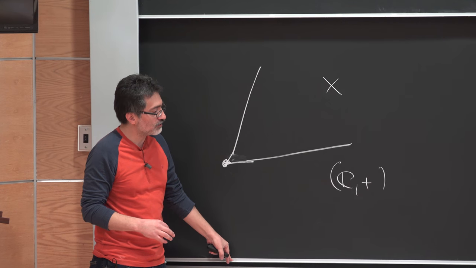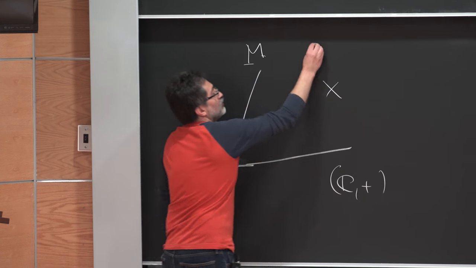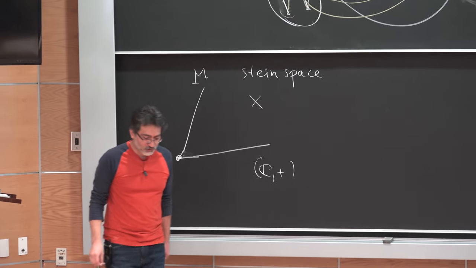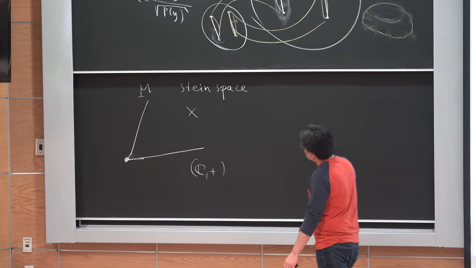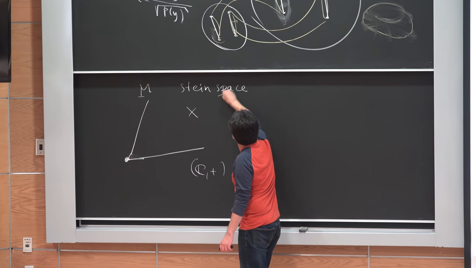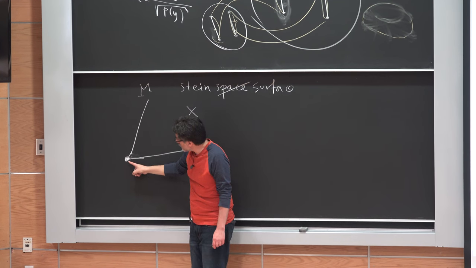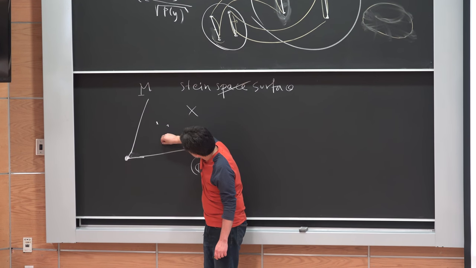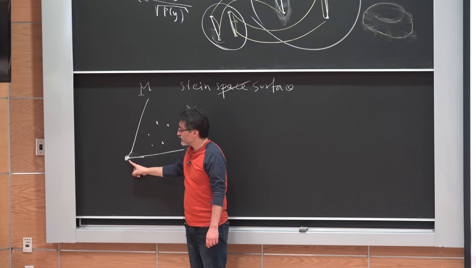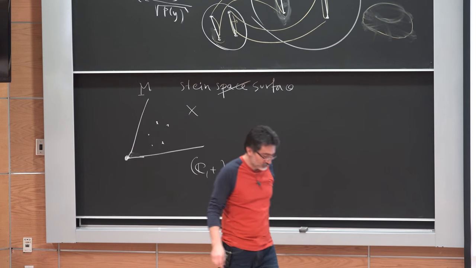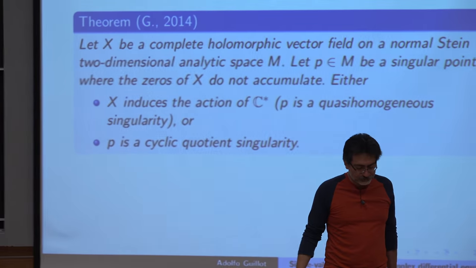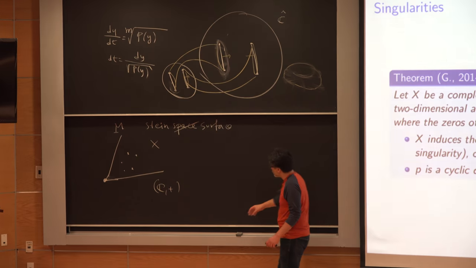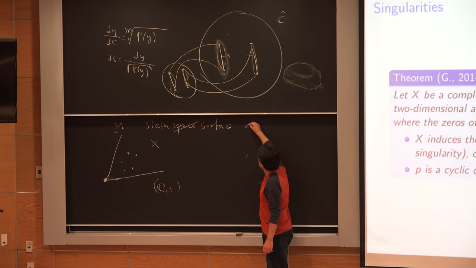So this result gives an answer in the case my space is what is called a Stein space. Stein spaces include affine varieties, or the analytic version of affine varieties. And so if you have a two-dimensional Stein surface, and you have some singular point, and you suppose that the zeros of X do not accumulate to your singular point, then you can be very explicit on what your singular point is, and in some situations much more. And this is the content of this result. So you have just this Stein space, and then what the result says is that you only have two possibilities. So the first one is what is called a quasi-homogeneous singularity.